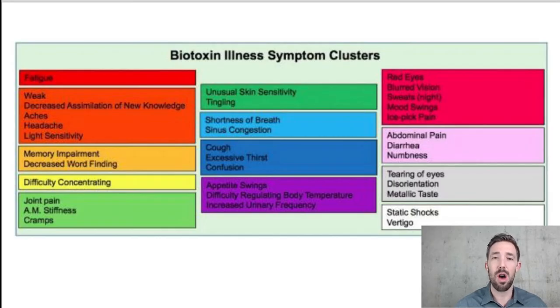That is not all of the symptoms by any means. This is just something that Dr. Shoemaker has discovered in working with thousands of people, that he often finds these symptoms cluster together. And they're interesting. Why is appetite swings in with increased urinary frequency? And why is difficulty concentrating not in with disorientation? So it's just interesting, the different colors and the different clusters here. But those are some of the things.